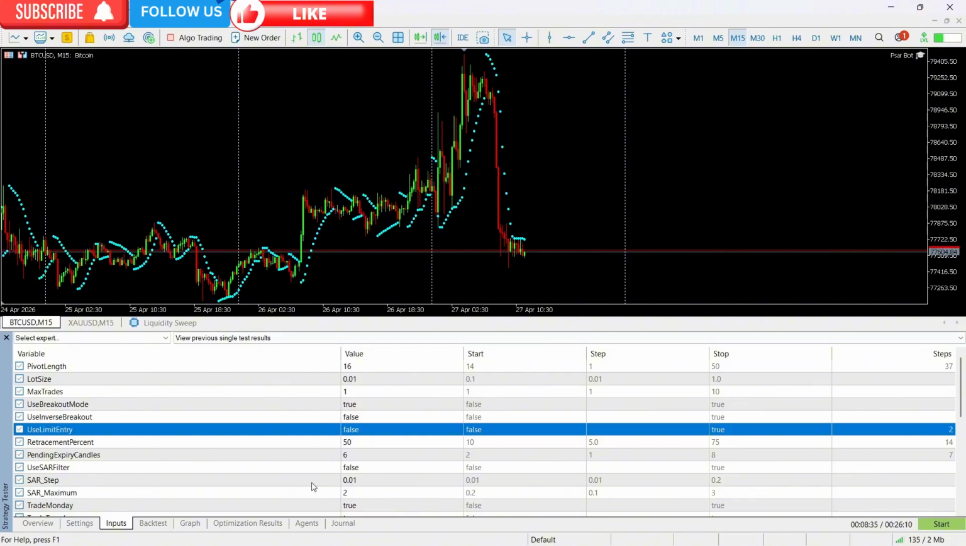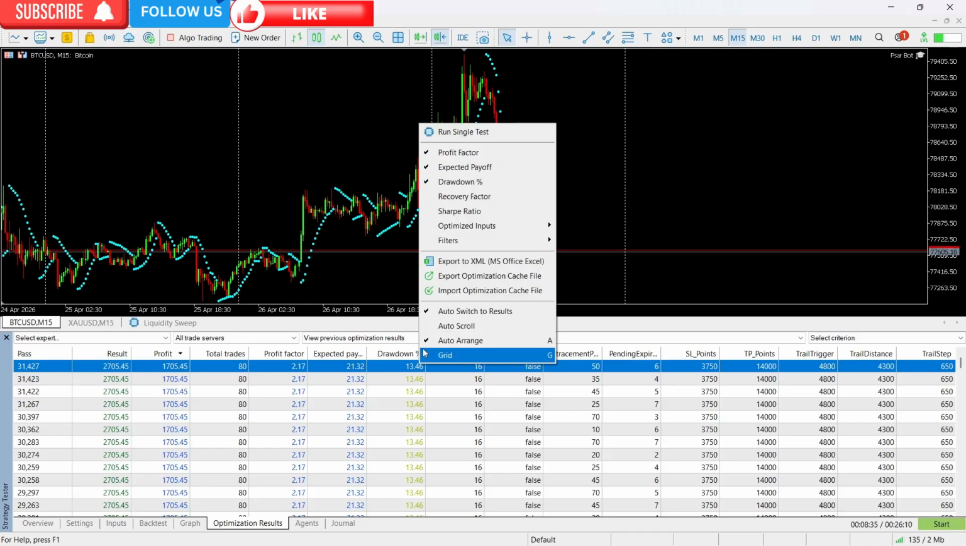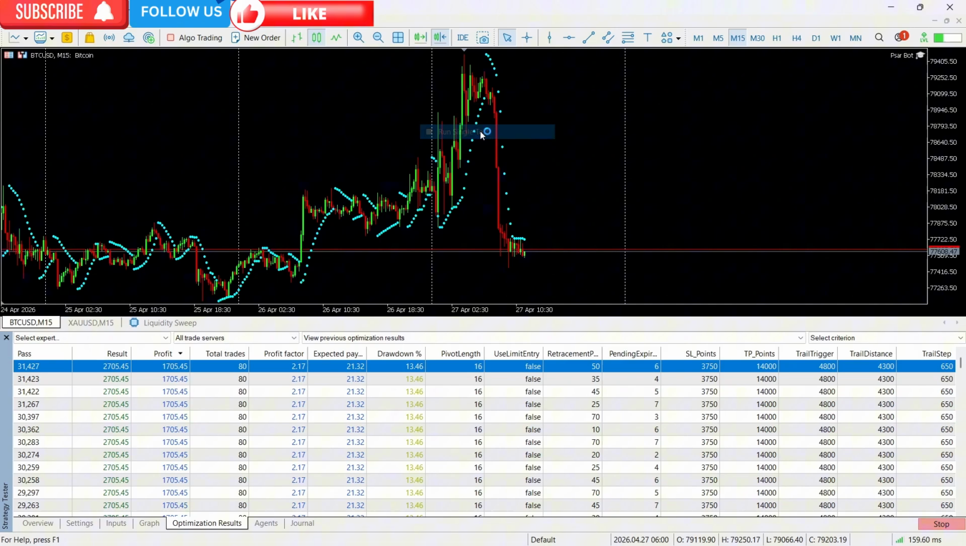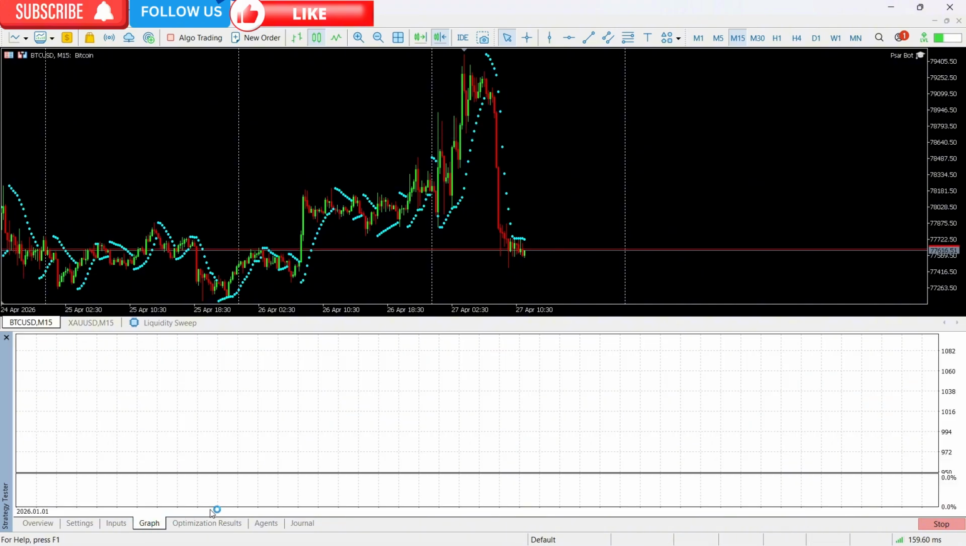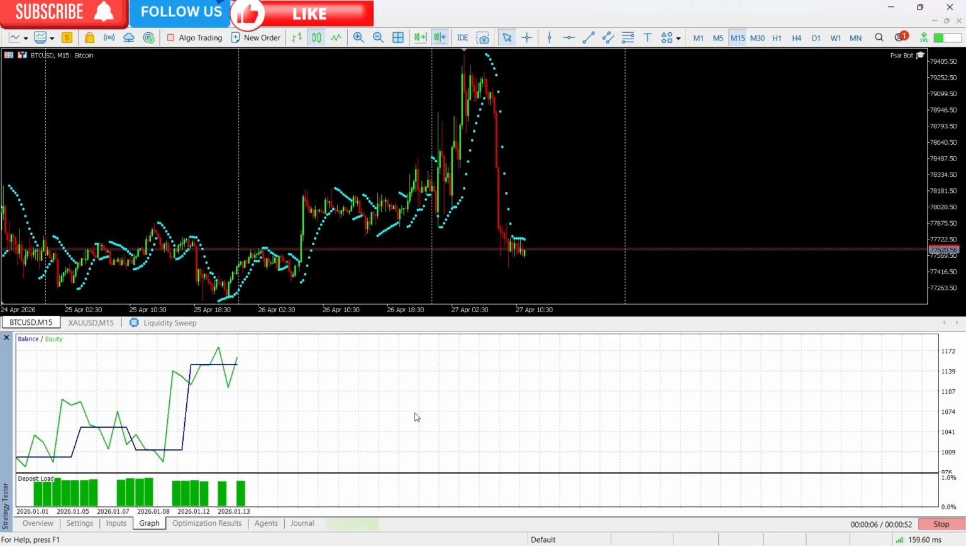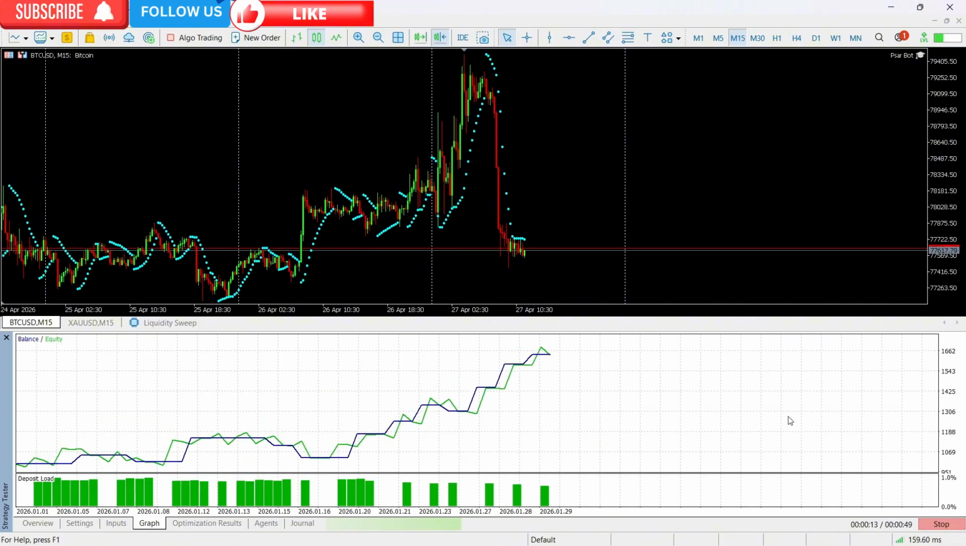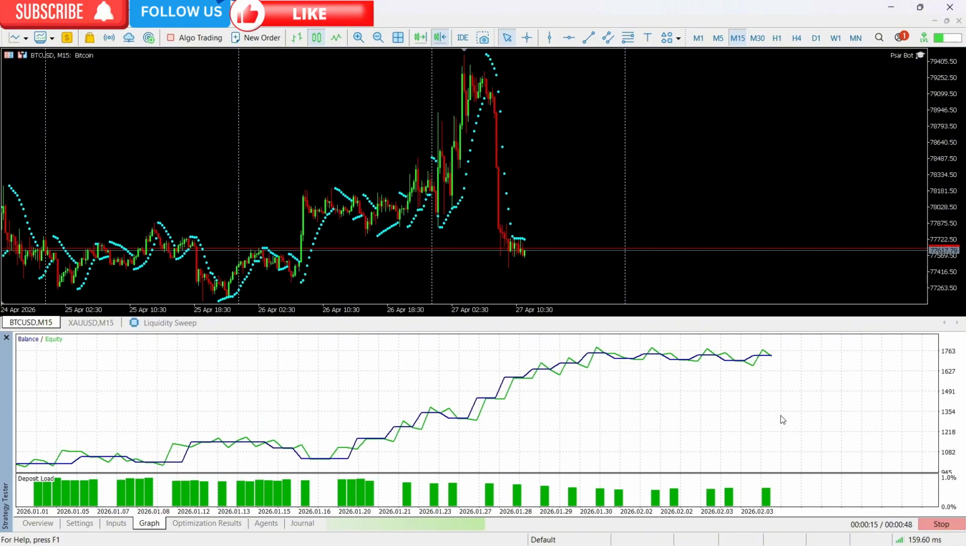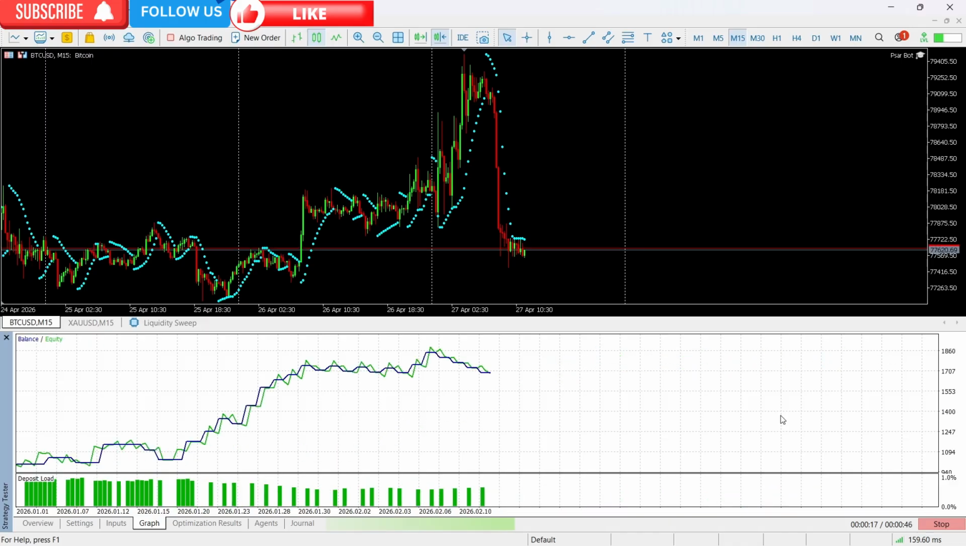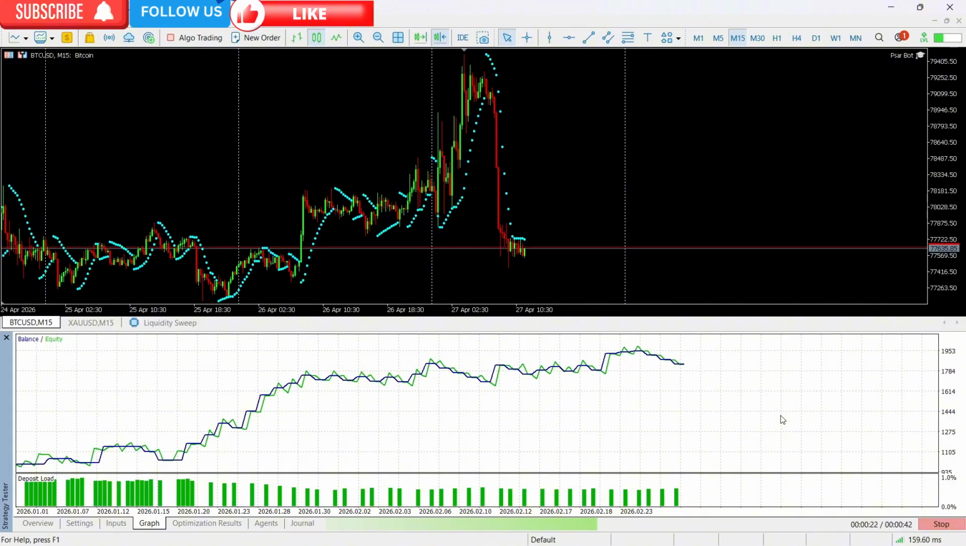So I'll just run you over. We'll just do a quick single test on this based on these settings. So we'll just see how it does. As you can see, starting balance of 1,000. We'll do this quickly and then we'll do a visual mode test just so you can see how the robot actually works in the visual mode.